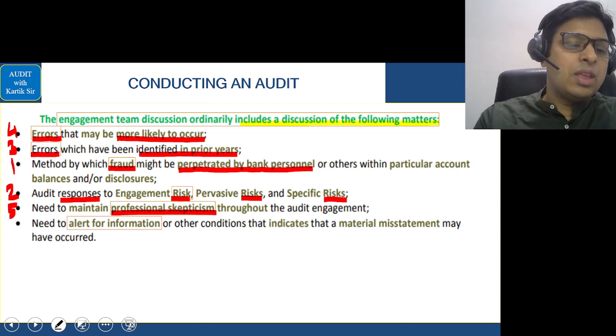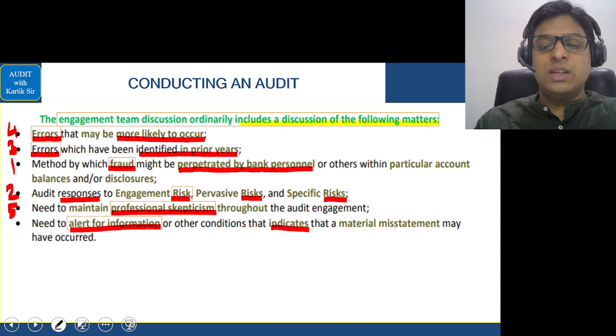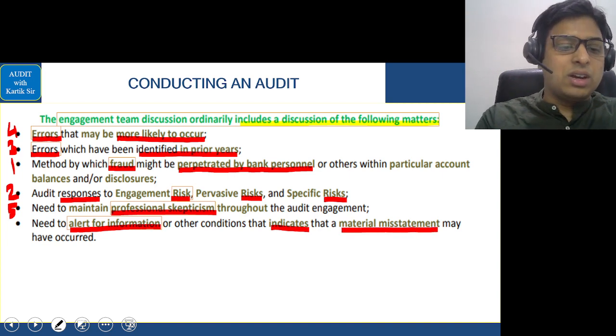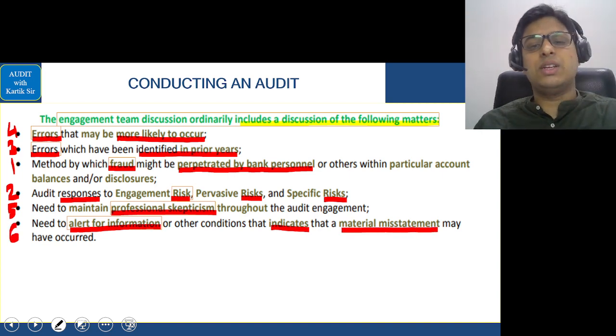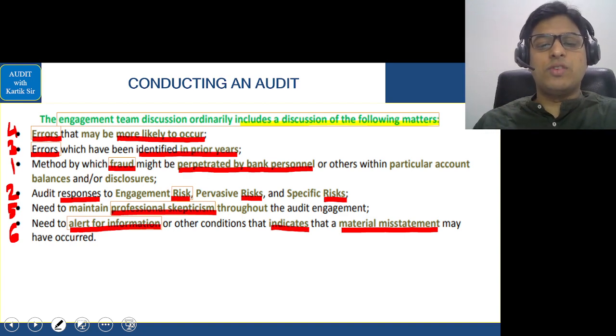And finally, they need to be alert for information or other conditions that indicate that material misstatements may have occurred. That is your point number 6. Comfortable? Easy? That is your alert for information. So you can write the code that is called FREPA. Easy? Okay. Let's go further.